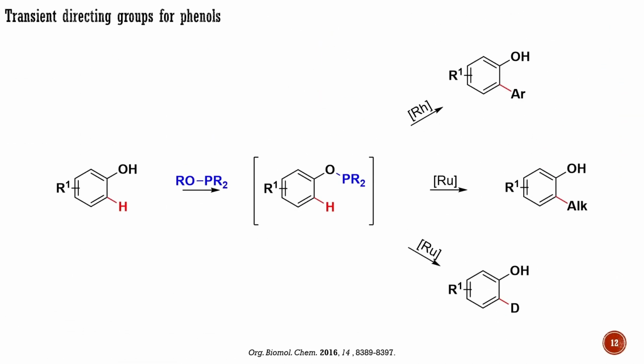Applying the same concept, it is possible to selectively functionalize phenols using transient directing groups based on phosphonite. In this case, a reversible transesterification at phosphorus generates phosphonites derived from the initial phenol, with phosphorus serving as a directing group for the catalyst.